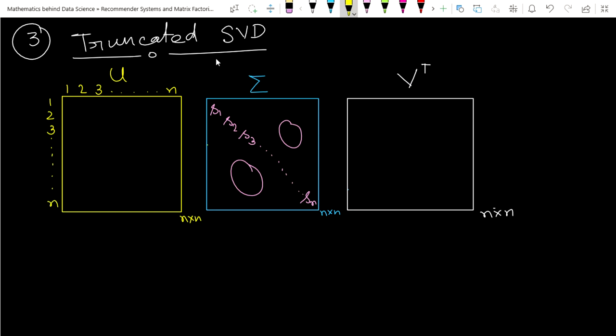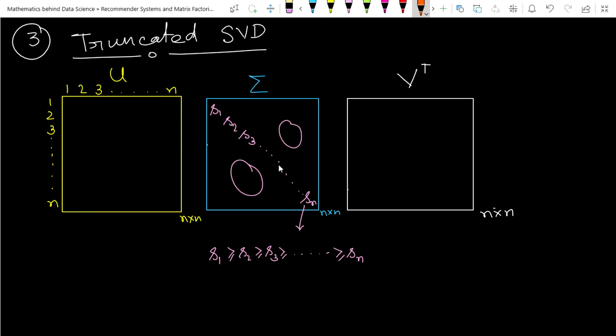Okay, the first thing about truncated SVD: in U, each column is responsible for each eigenvector. Here each row is responsible for each eigenvalue. We have seen these things already. Now truncated means we have to eliminate, neglect, the lowest values of these eigenvalues. If you remember the relations, they are in decreasing order: S1 must be greater than or equal to S2, which must be greater than or equal to S3. We have seen these things. So the lowest eigenvalues lie in this region.